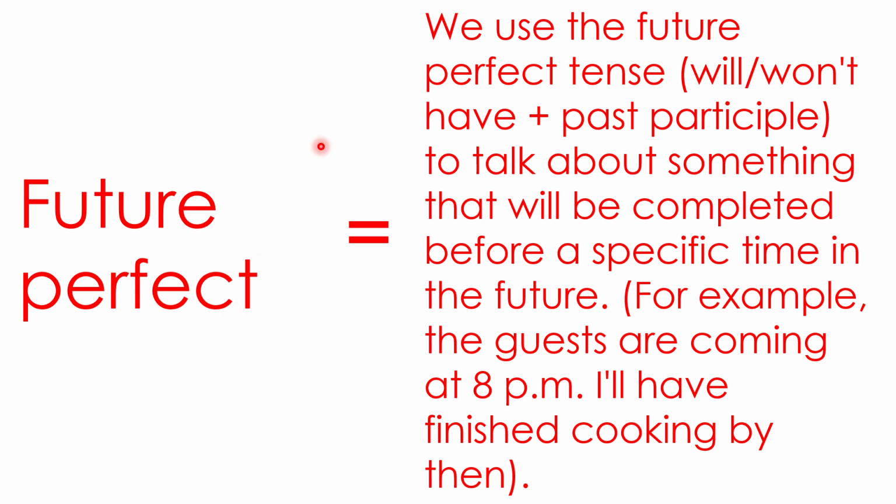Okay, so it is basically saying, in simple words, that this tense is used to talk about something that will be completed before a specific time in the future. So basically, if I said, oh, the guests are coming at 8 p.m., I'll have finished cooking by then. Amazing. Okay, let's move on to the future continuous tense.